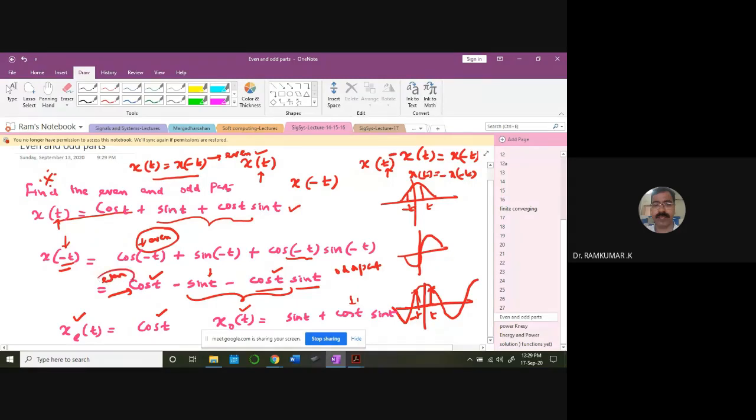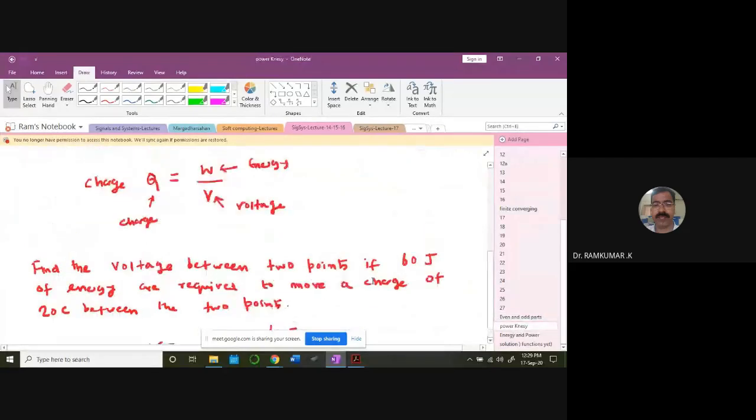So when you add an even part and an odd part, I'm going to get my signal x of t. Okay, so that's the way you need to think. So I split up the signal into even part and odd part. So you have to substitute t equal to minus t, then you have to work out. The same manner. What about power?